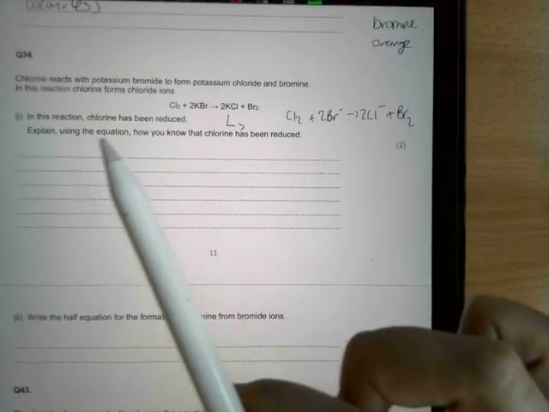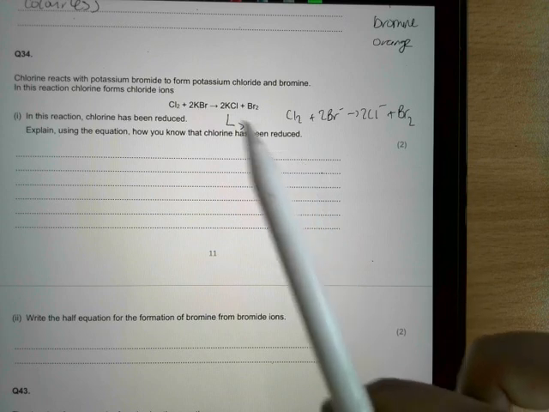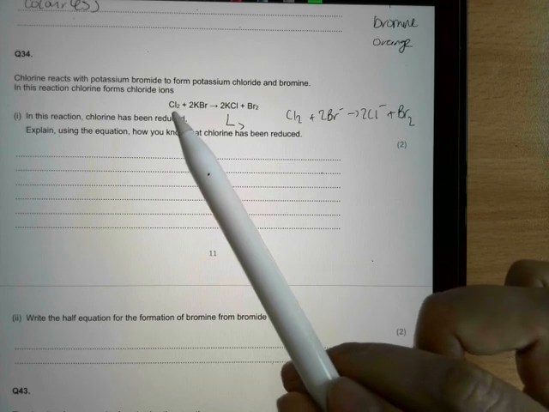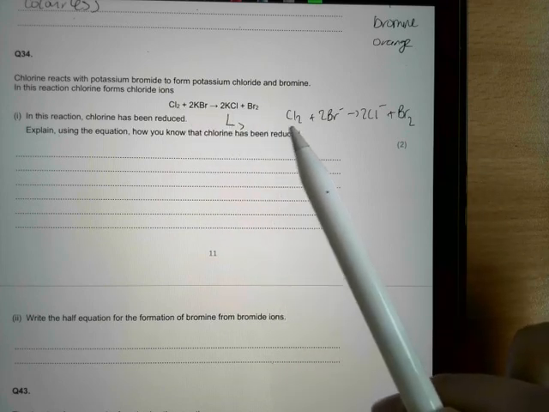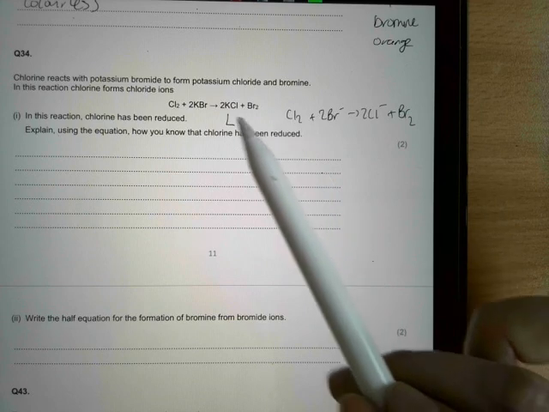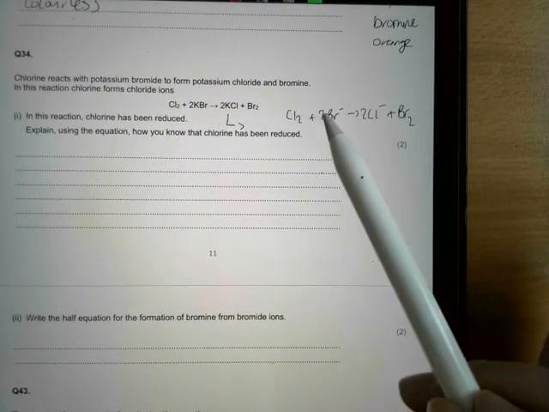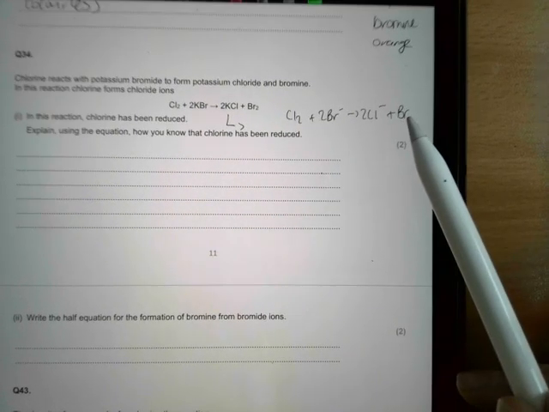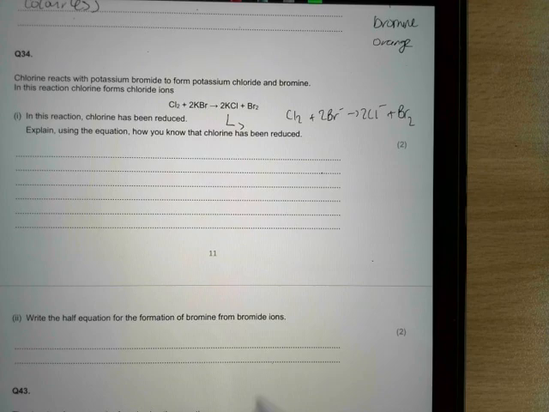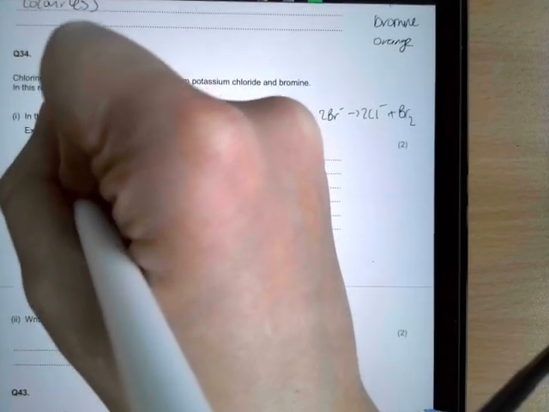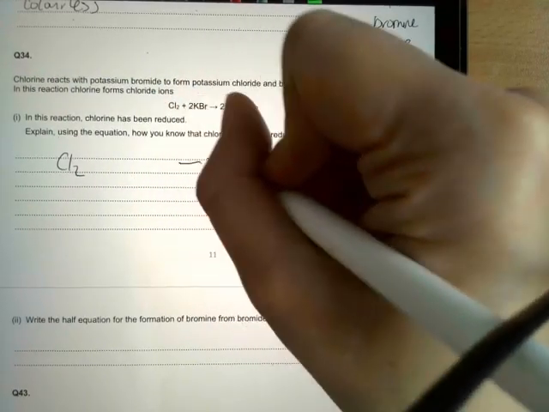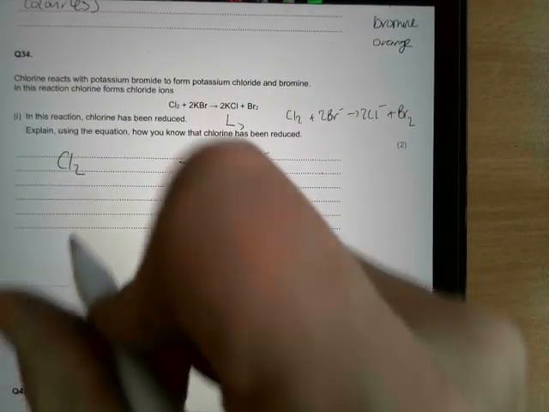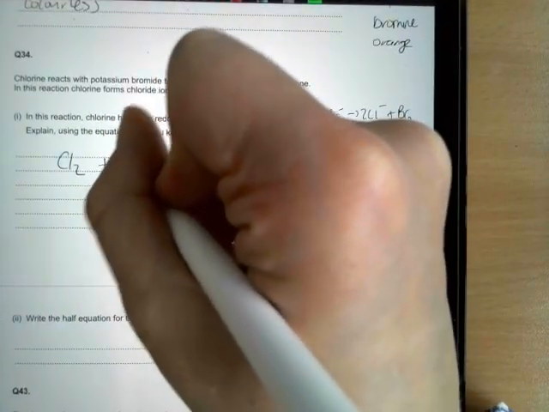34. Explain using the equation how you know chlorine has been reduced. They've told you chlorine's been reduced, they just want you to prove it. So I have taken this equation and written my ionic equation. Remember, if it's covalent, it doesn't change. Ionic, you split it into the ions, but I've gotten rid of the potassiums already because they didn't change. Bromine's covalent, so it stays as Br2. How do I know chlorine has been reduced? I'm going to write myself a half equation. It's Cl2 on the left hand side of the arrow, 2Cl- on the right hand side. To get that negative charge, it must be gaining electrons, and it's gaining 2 electrons.